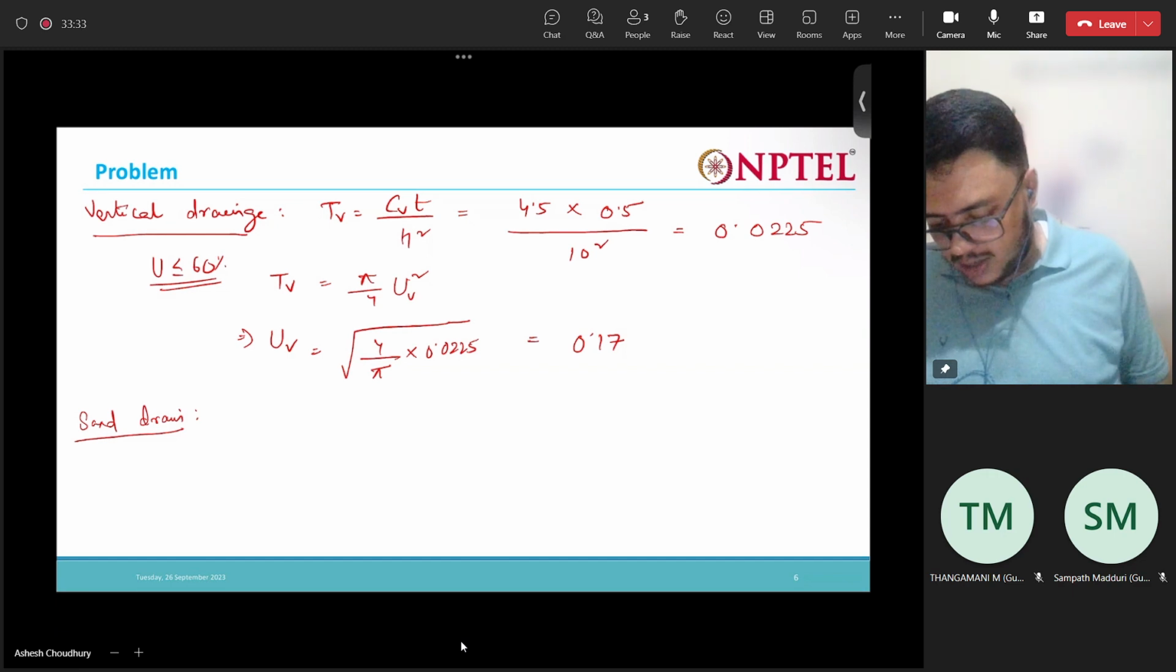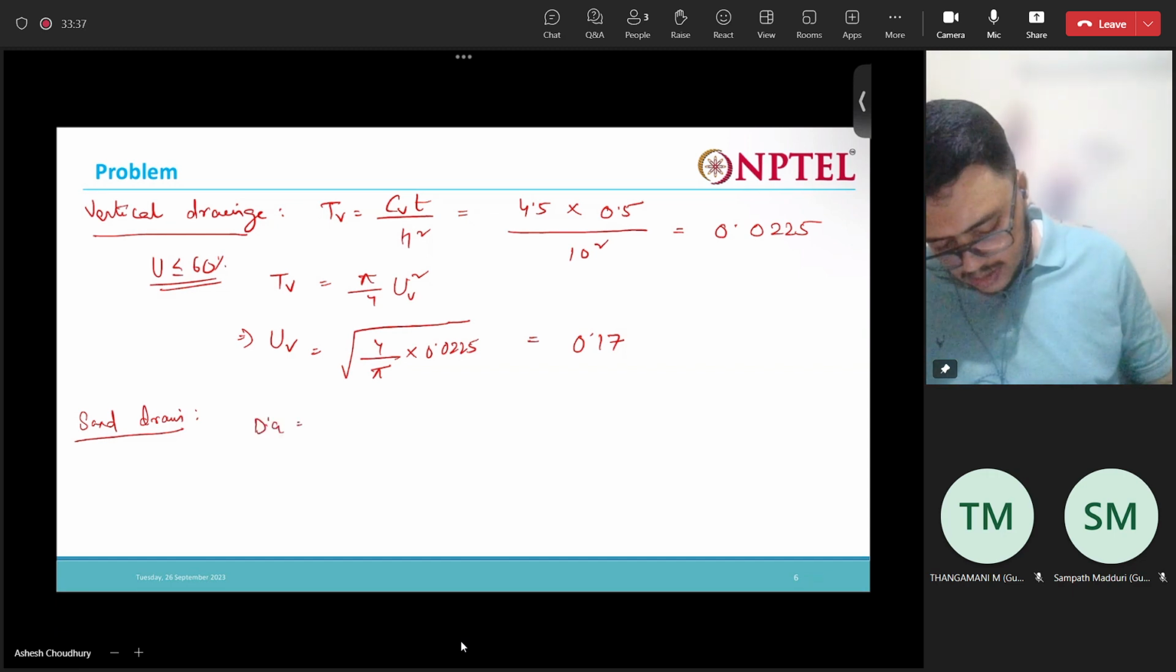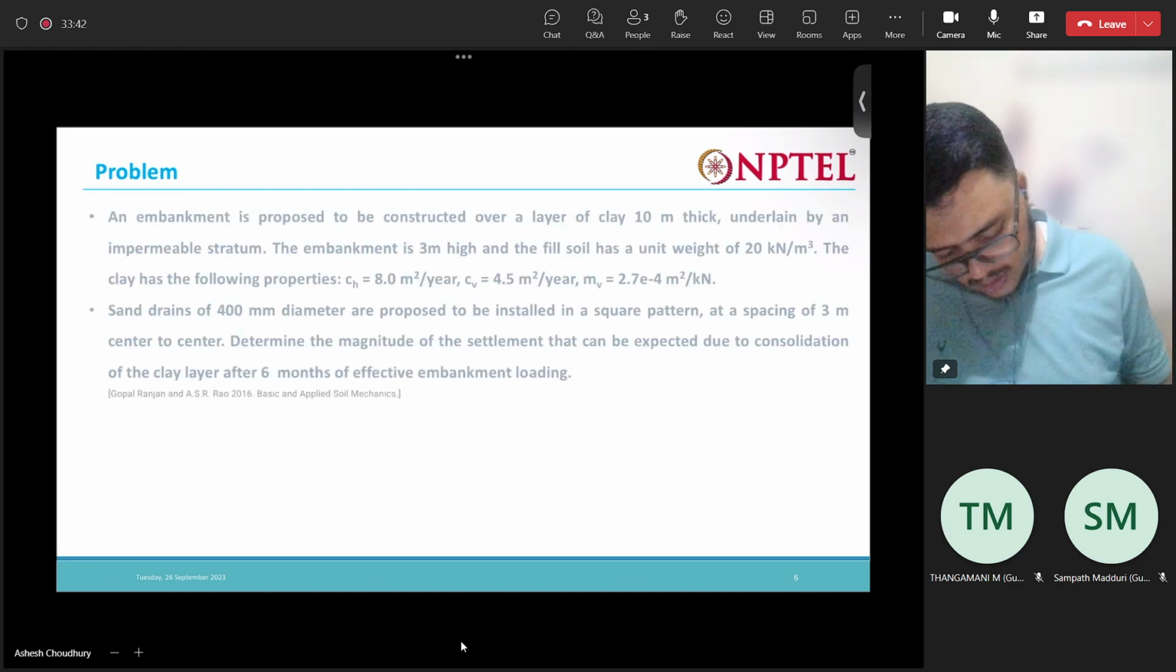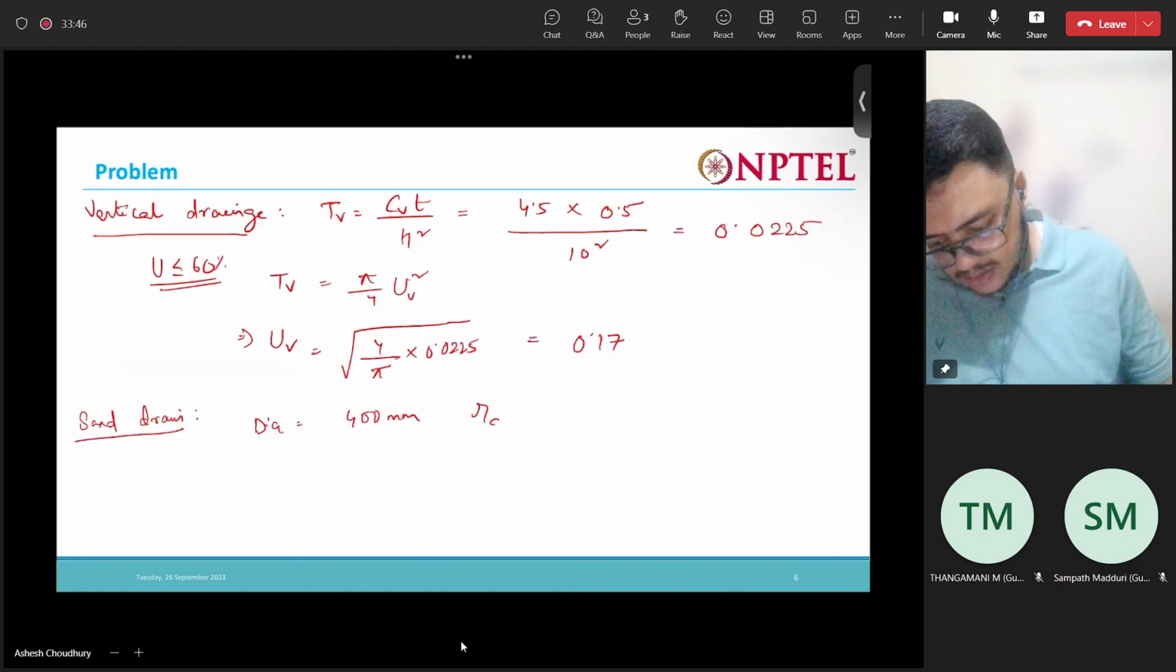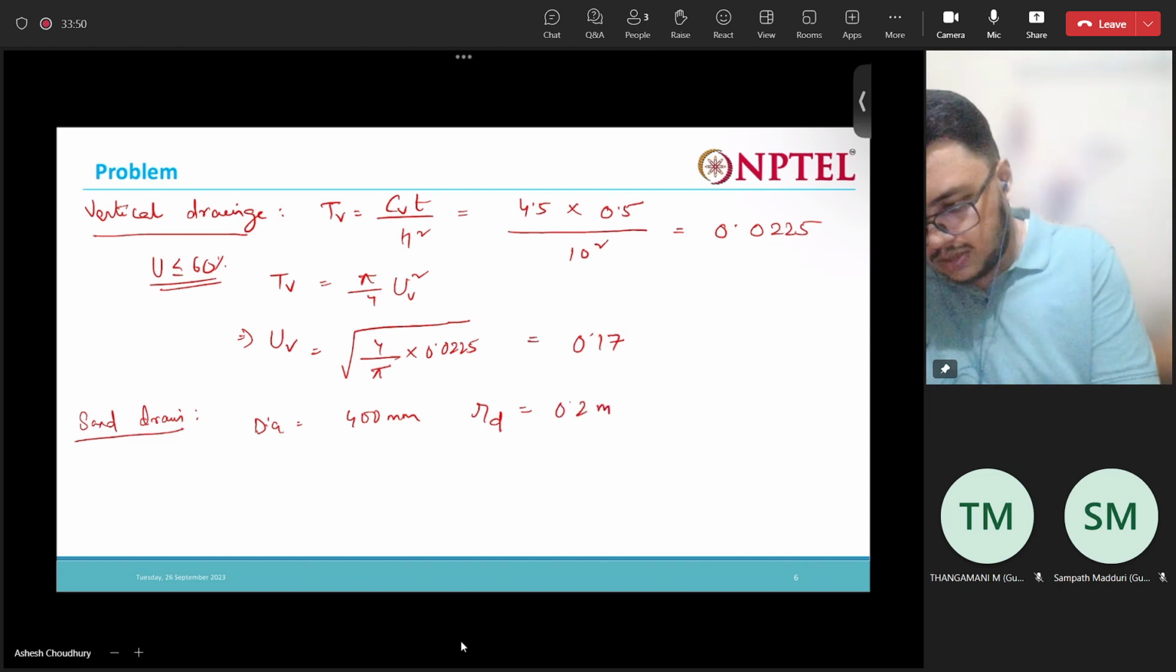So what is the diameter of the sand drain? The diameter of the sand drain is given as 400 mm. It's given: sand drains of 400 mm diameter. So the radius of the sand drain is 0.2 meter, right?